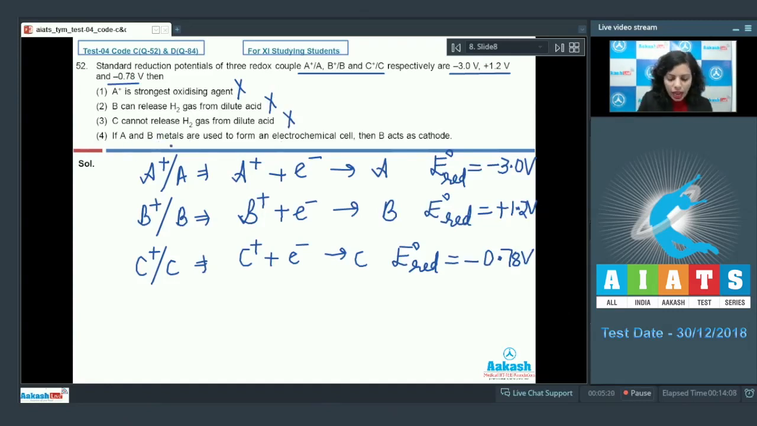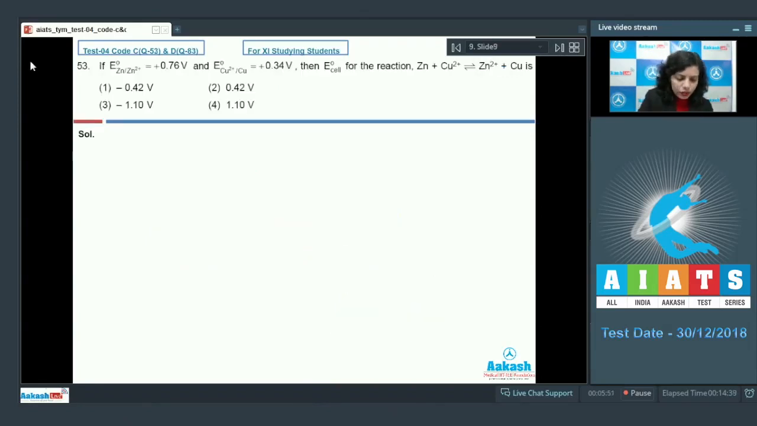Further, if A and B are metals, it is assumed that these two are metals, and these are used to form an electrochemical cell, then B acts as cathode. So definitely the electrode with more reduction potential value can act as cathode. And if you look at this, B has more reduction potential value. That is why we can definitely use it as the cathode. And this statement is the correct one. On this basis, the correct answer for this question is option 4. Now, let's take question number 53.